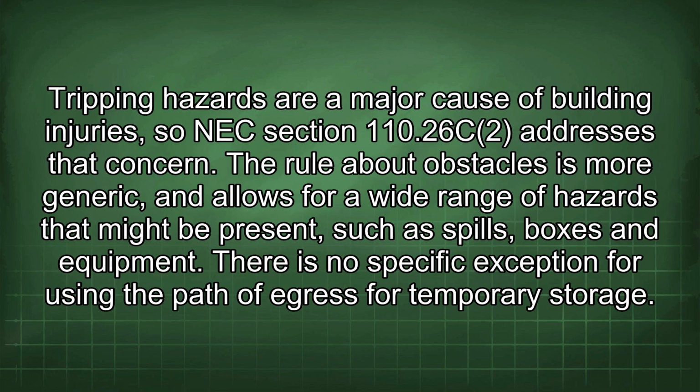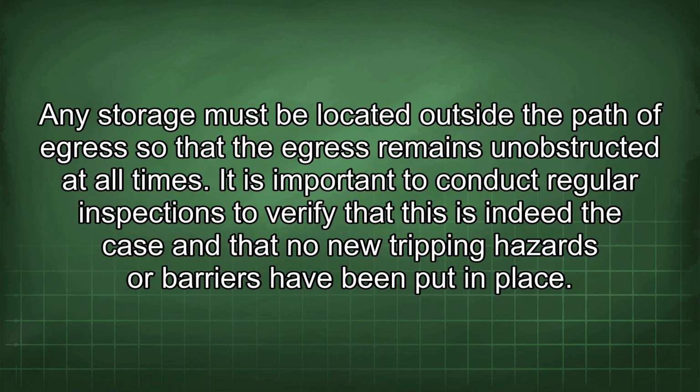Tripping hazards are a major cause of building injuries, so NEC Section 110.26C2 addresses that concern. The rule about obstacles is more generic and allows for a wide range of hazards that might be present, such as spills, boxes, and equipment. There is no specific exception for using the path of egress for temporary storage. Any storage must be located outside the path of egress so that the egress remains unobstructed at all times.